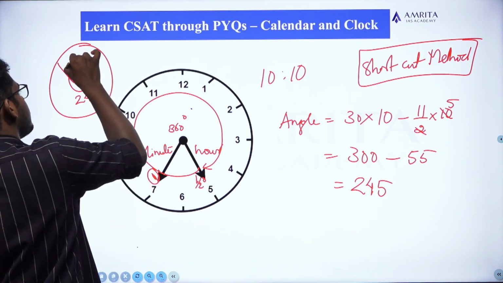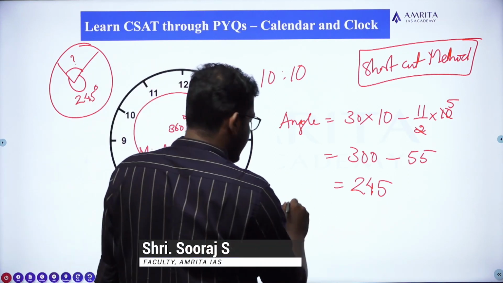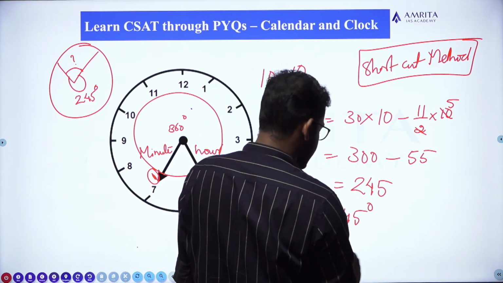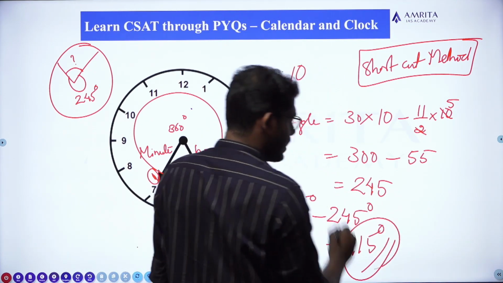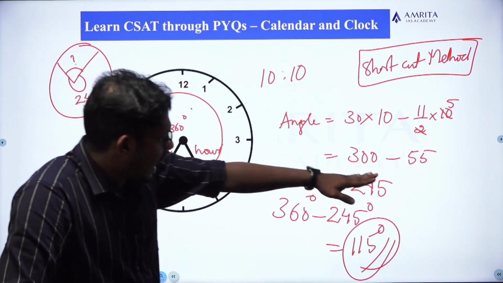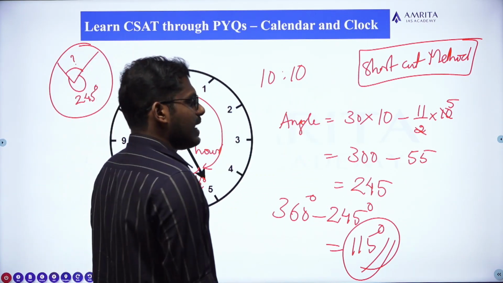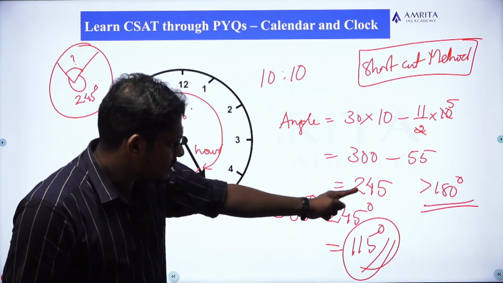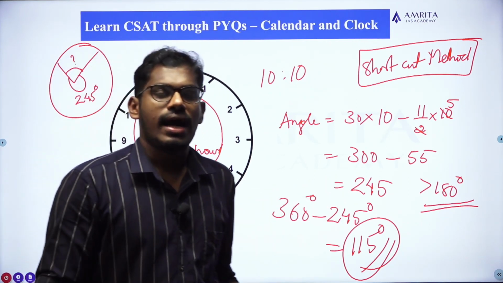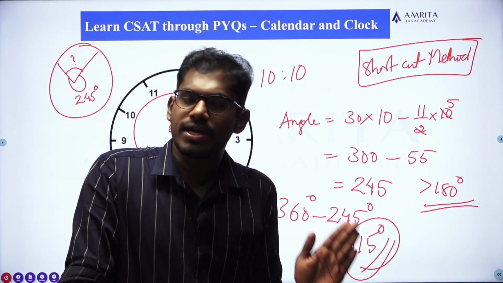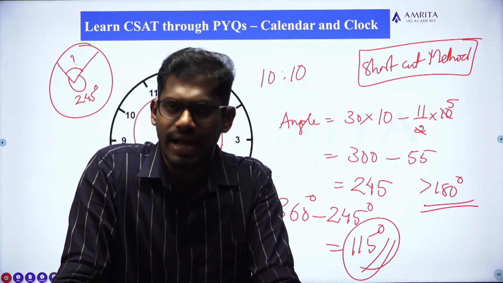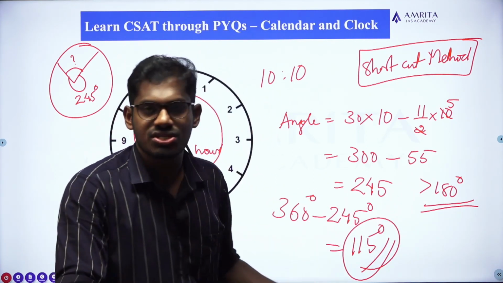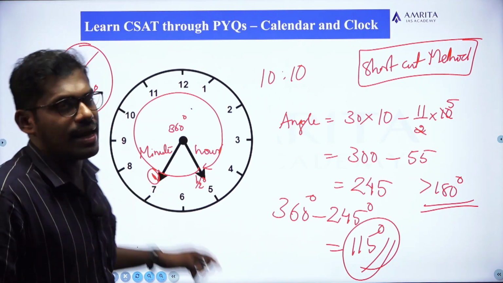So actually, this might be the angle 245 degrees. In order to find this angle, we have to subtract this angle from 360 degrees. So 360 degrees minus 245 degrees is 115 degrees. This will be the correct answer. So if the angle obtained by using this formula is greater than 180 degrees, you have to subtract this angle from 360 degrees. I am repeating once again. If the angle obtained by using the formula 30h minus 11 by 2m is greater than 180 degrees, you have to subtract this angle from 360 degrees in order to find the correct angle.